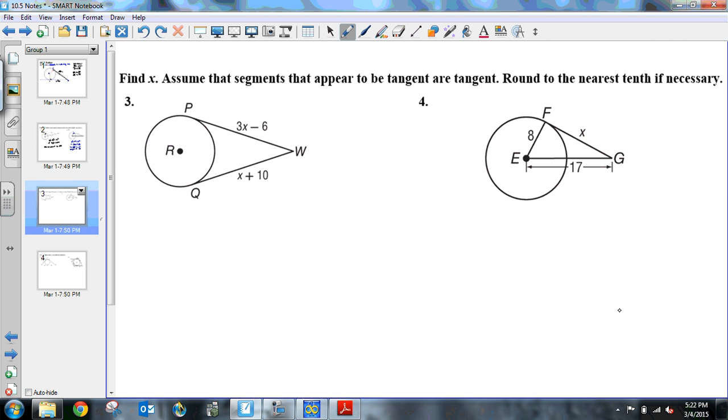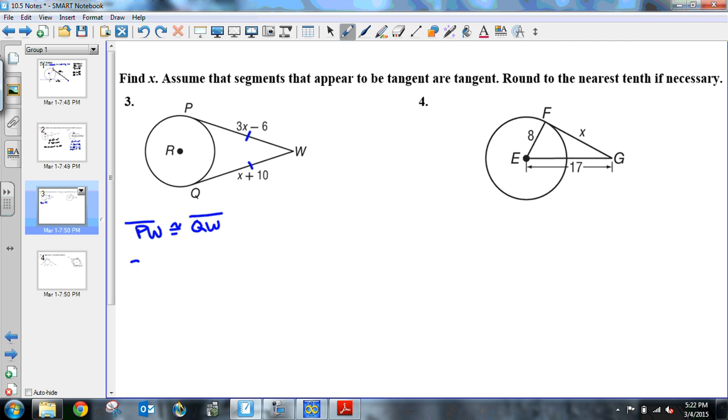Now, the other thing that we can do is we get problems like this, where it says, all right, we've given you the scenario, now solve for x. What we can assume is that PW is tangent to circle R, and we can assume that QW is also tangent to circle R. So because both of these lines are tangent and they intersect at point W, then I know that PW is congruent to QW. So I'm going to write that PW is congruent to QW.